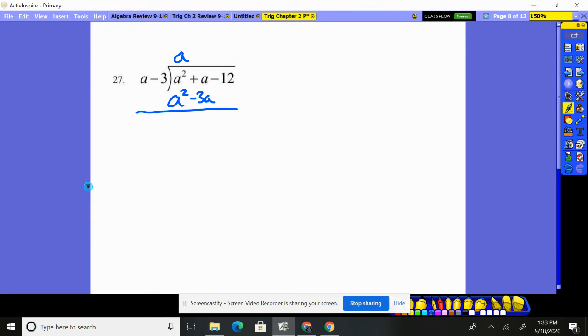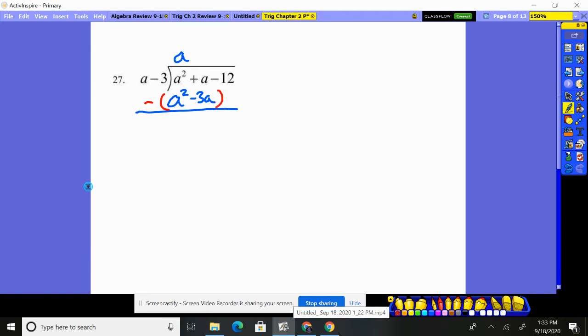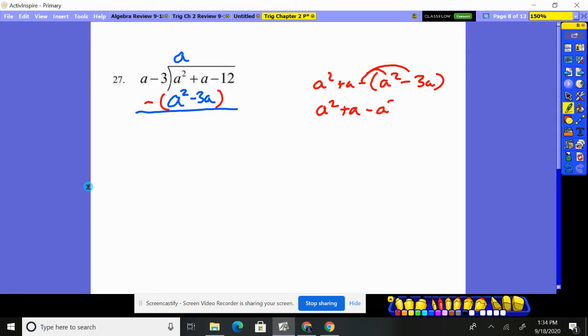This is where the big mistake happens. What happens is we must subtract this whole thing. So if you come to the side, what you have up top is a squared plus a, and you're subtracting the whole thing of a squared minus 3a. What happens when you subtract that whole thing? The negative sign gets distributed through. So I get an a squared plus a minus an a squared plus 3a.